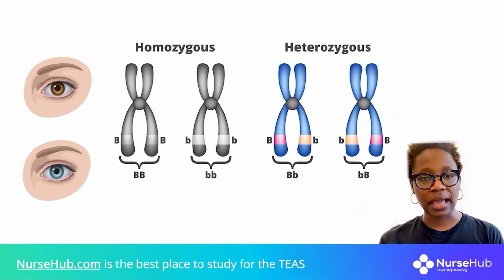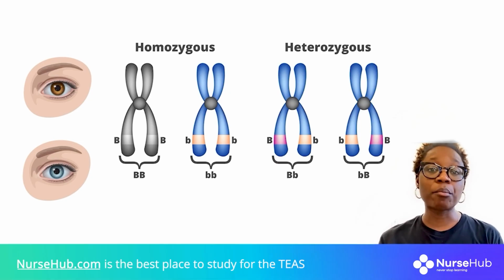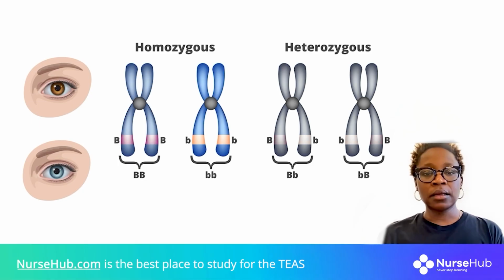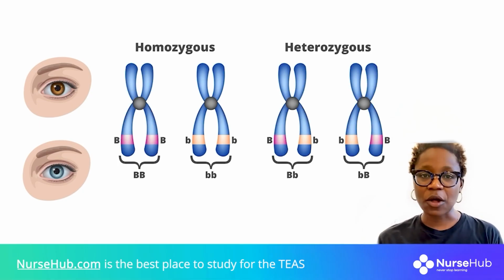The only way an individual would have the recessive trait, the blue eyes, is if they have a recessive allele from both parents for eye color. That means that individual would have to have a genotype of lowercase b, lowercase b to have blue eyes. Luckily, we have a great tool that helps us understand this better. It's called a Punnett square.